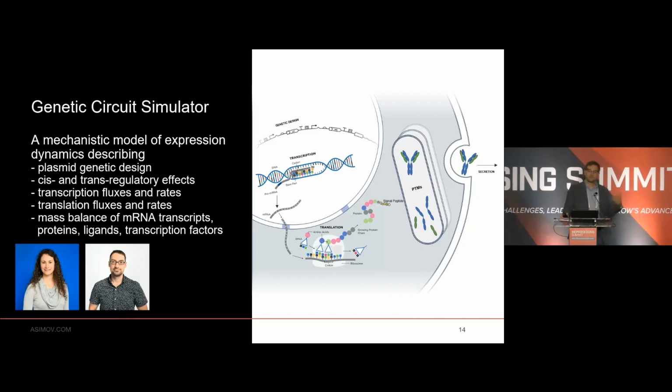Now, zooming back out to central dogma as a whole, we find our genetic circuit simulator, which is one of the first models developed at Asimov. And if you'll forgive a little bit of a pun, is one of Asimov's foundational models, right? So in this case, it's a mechanistic model of expression dynamics that starts with genetic design, and then it combines logical and algebraic representations of cis and trans regulatory effects with kinetic descriptions of transcription and translation, and of course, closure and mass balance to be able to predict the dynamics of expression of our genes of interest.